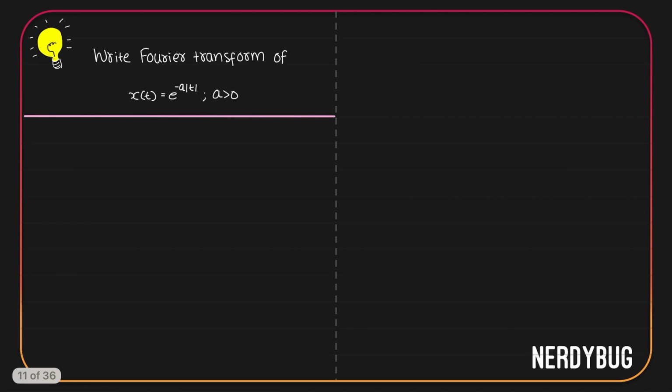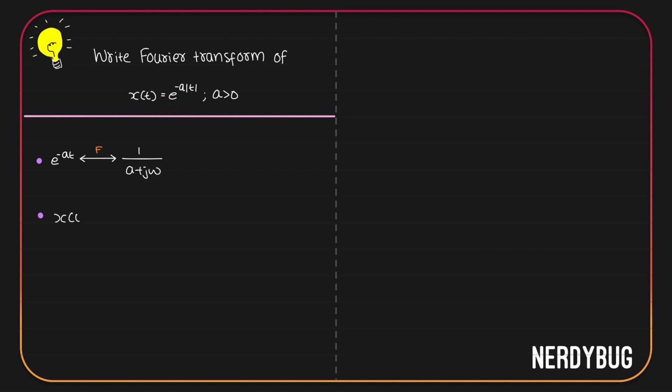Let us now solve a problem. We have to write the Fourier transform of x of t, which is e raised to minus a mod t, and a is a positive number. In the last video, we have already computed the Fourier transform of e raised to minus at u of t. We got 1 by a plus j omega. We are going to use that and the properties we learned to find out the Fourier transform of e raised to minus a mod t.